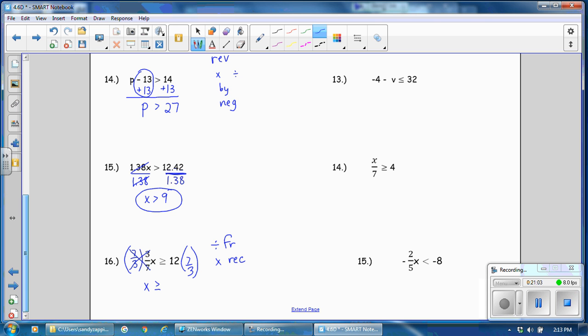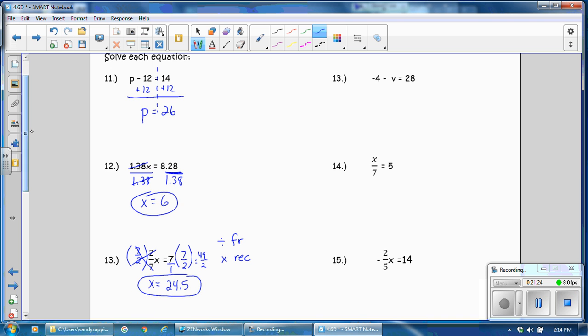12 times 7/3. You can simplify by dividing by 3 first. 3 goes into itself once, and 3 goes into 12 4 times. 4 times 7 is 28. 28 over 1 is 28. The solution is all numbers greater than or equal to 28.